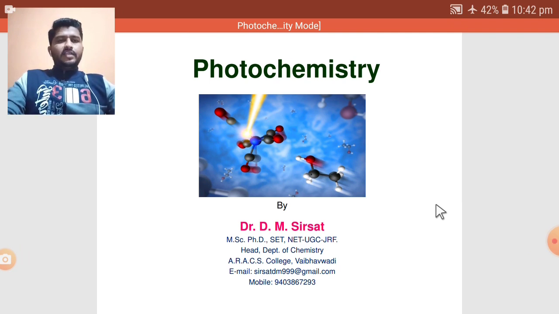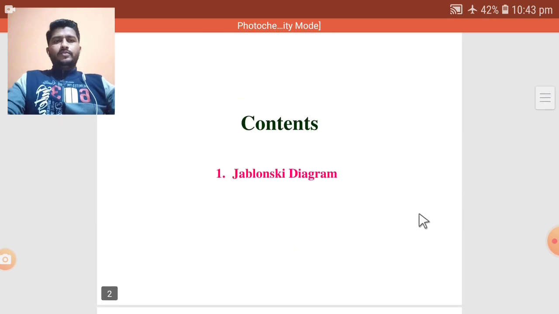In the earlier lecture, photochemistry part 1, we have seen the basics of photochemistry, means basic theory of photochemistry, electronic states, means triplet and singlet electronic states, selection rule, what is meant by allowed and forbidden transitions, and photosensitization. Friends, in today's lecture we are going to discuss a very interesting and important concept, that is the Jablonski diagram.